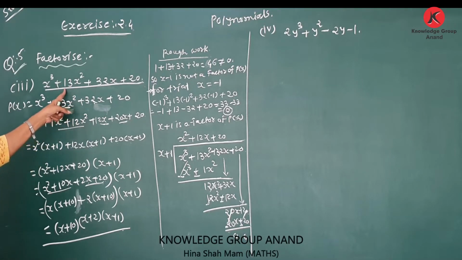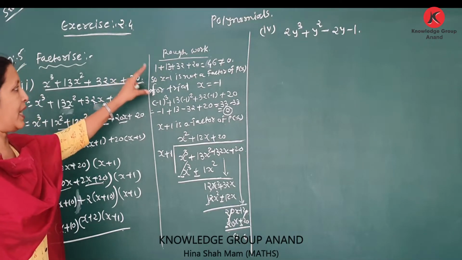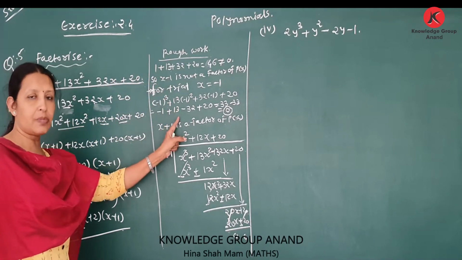Now the factorization of this polynomial is asked for 3 marks. First we decide what our factor is, x minus 1 or x plus 1.